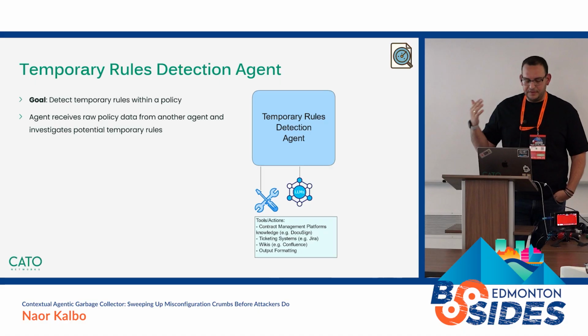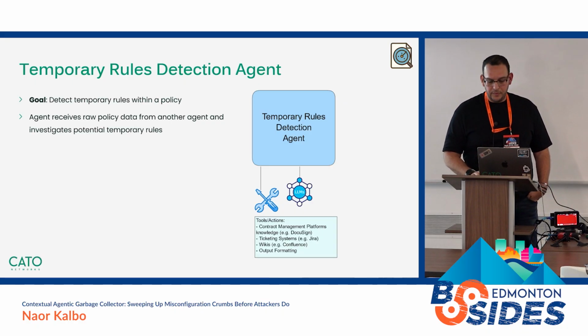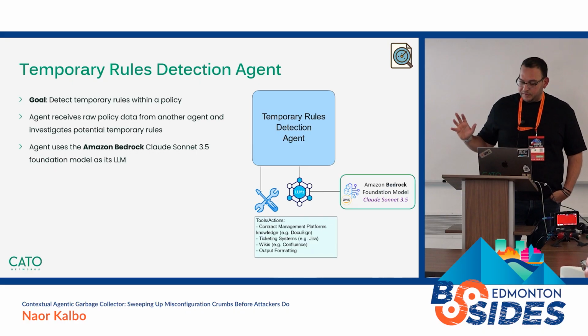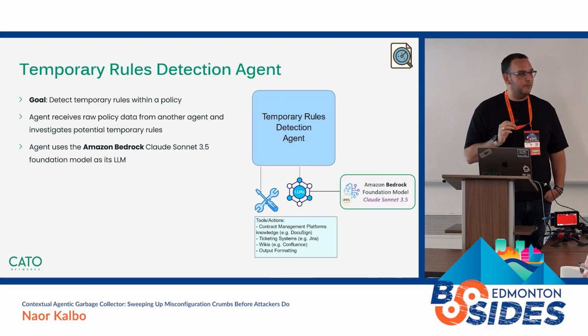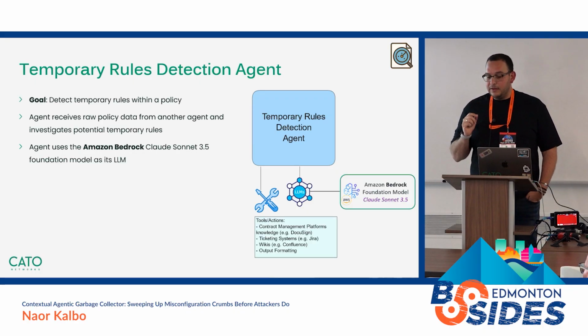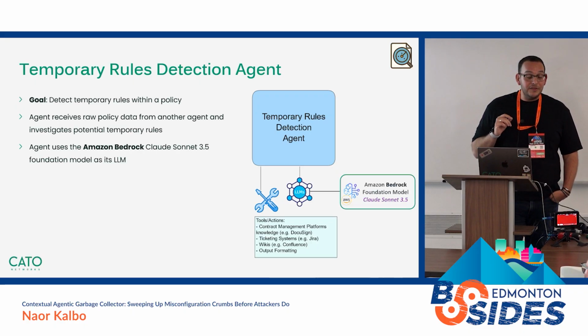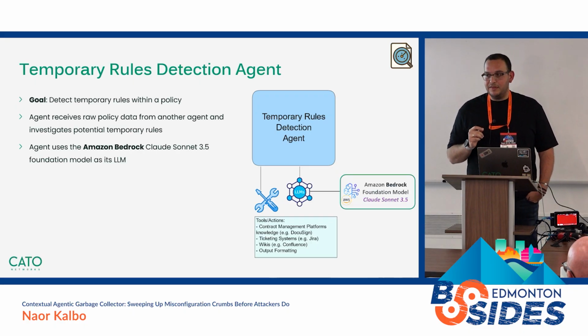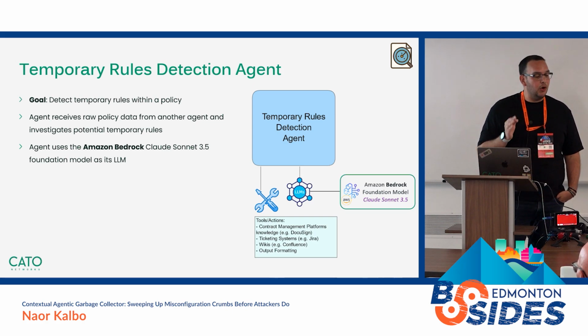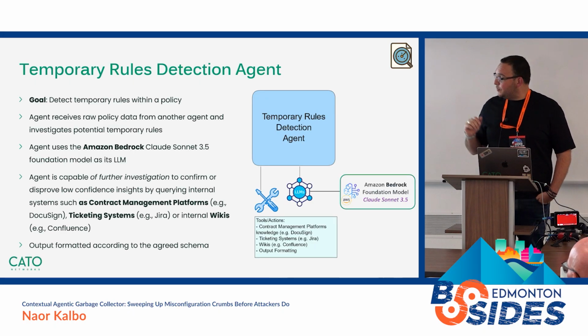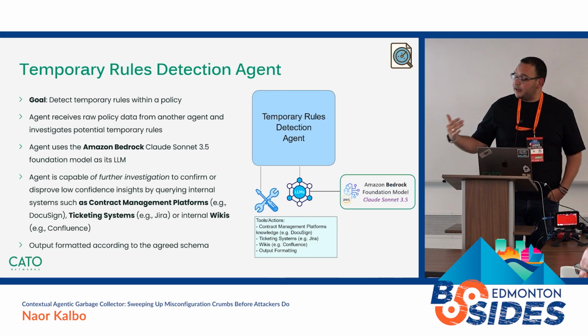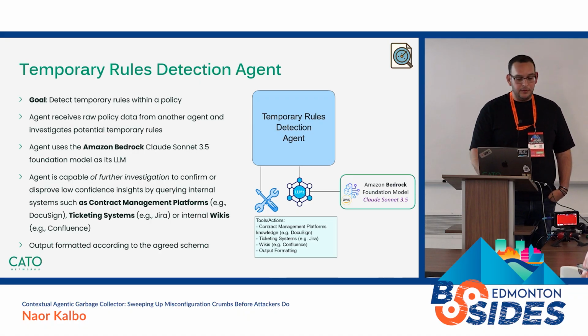We have seen it earlier, right, with the temporary rules. Its goal is very simple: to detect and investigate temporary rules within a given policy. For the LLM backbone, in all of the detection agents, we chose to leverage Claude Sonnet 3.5 through Amazon Bedrock, which, in our testing, consistently delivered the most reliable and long-term stability. And this agent is equipped with a range of tools that essentially allow it to further investigate a potential temporary rule.